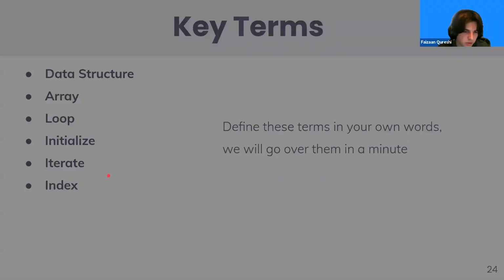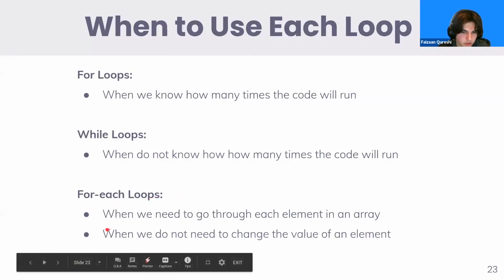And a for each loop is used when we need to go through each element in an array, as we showed in the previous example, and when we do not need to change the value of an element.